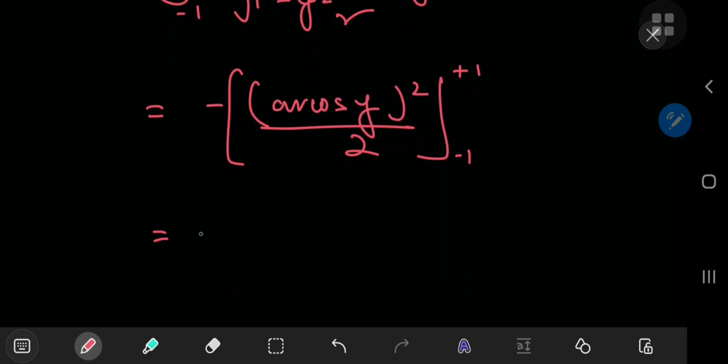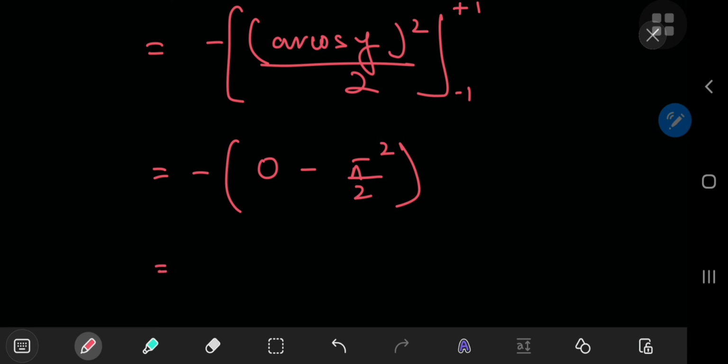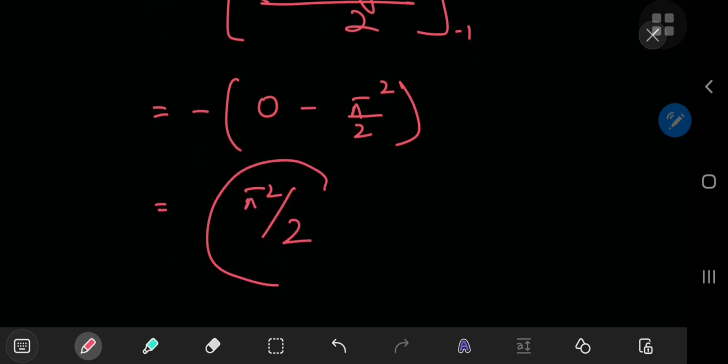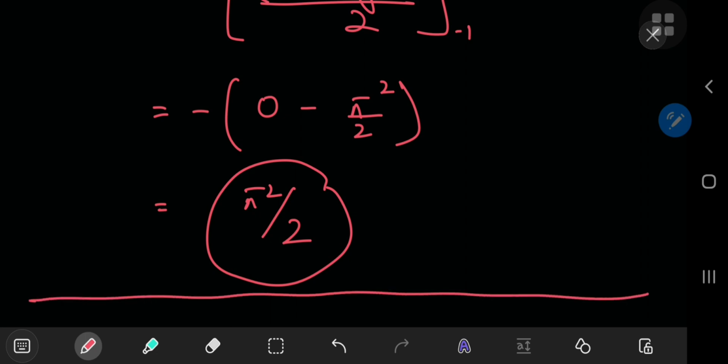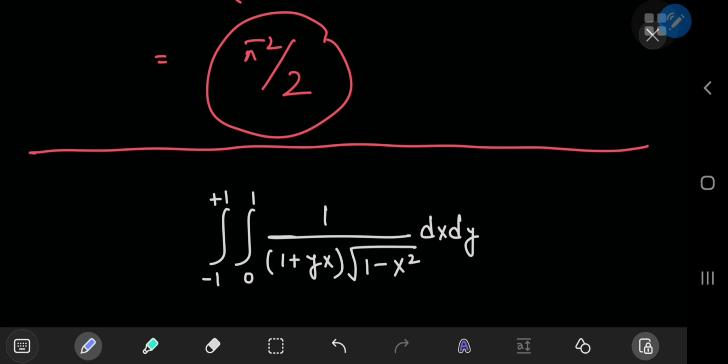So plugging in the limits, that will give you, if the inverse cosine equals 1, then that means you have a 0 minus pi squared by 2, correct? So the results of our integration are quite beautiful. It's pi squared by 2, which is quite a nice result. But now for the interesting stuff. Okay, so now for the really cool stuff.